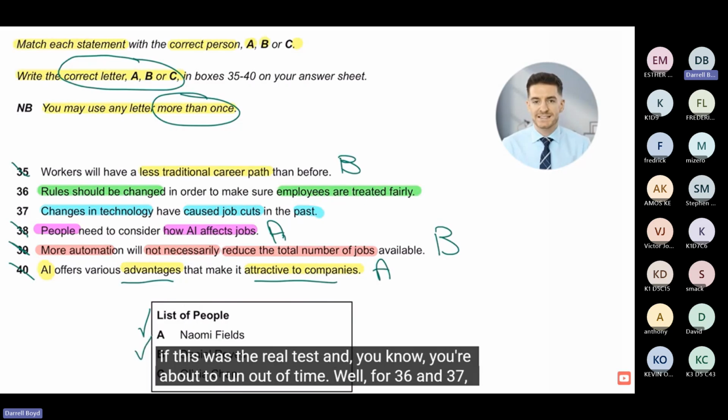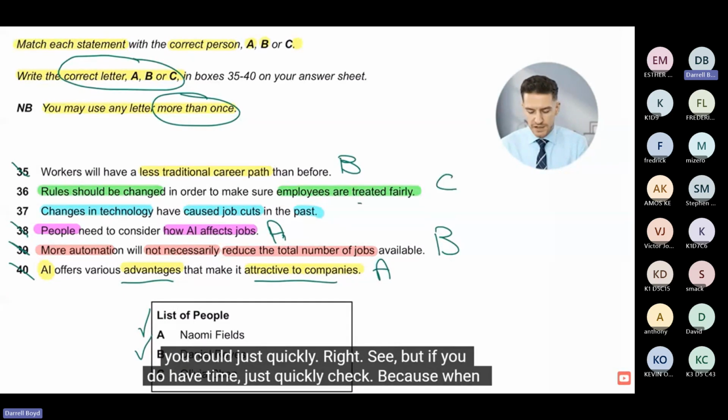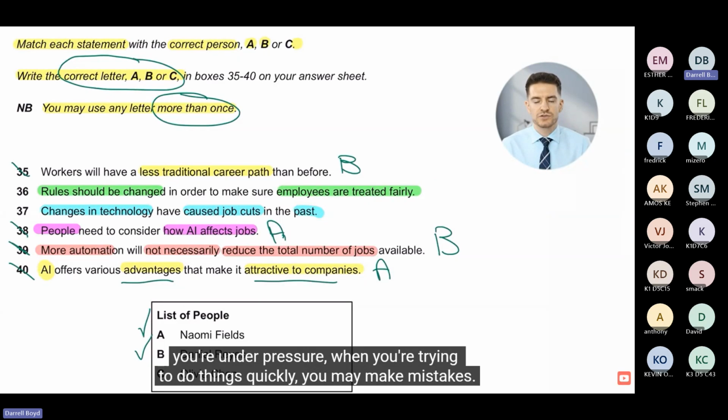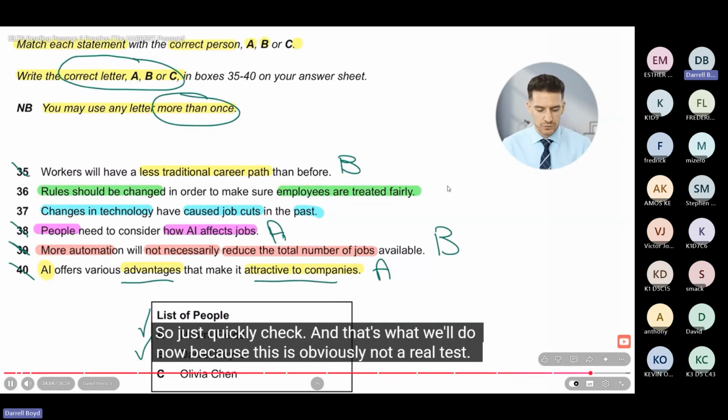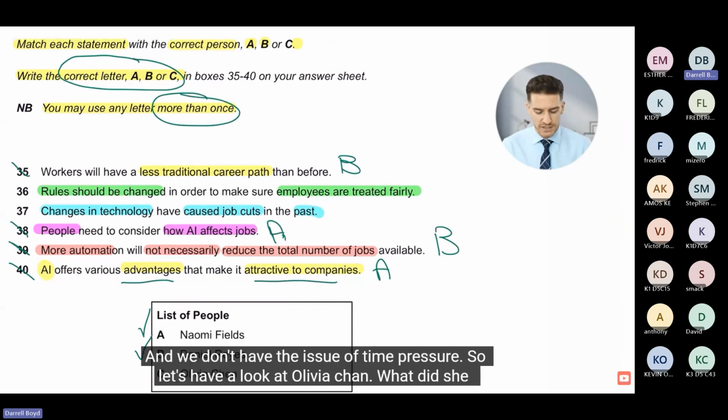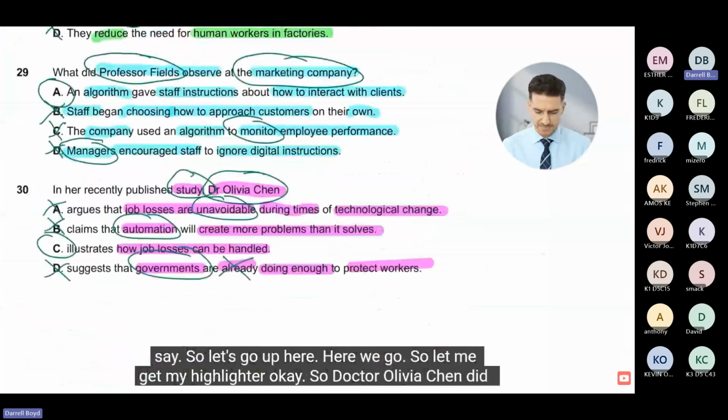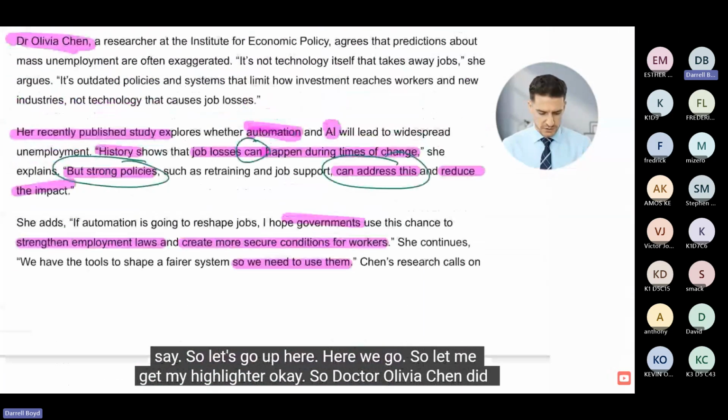Now, if this was the real test and you're about to run out of time, well, for 36 and 37, you could just quickly write C. But if you do have time, just quickly check, because when you're under pressure, when you're trying to do things quickly, you may make mistakes. So just quickly check, and that's what we'll do now, because this is obviously not a real test and we don't have the issue of time pressure. So let's have a look at Olivia Chen. What did she say? So let's go up here. Here we go.